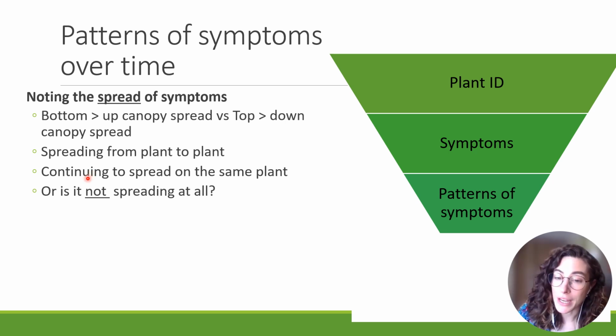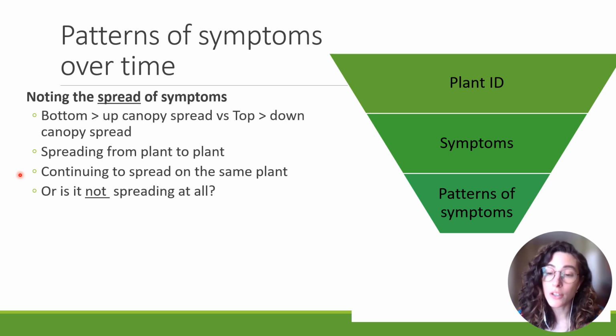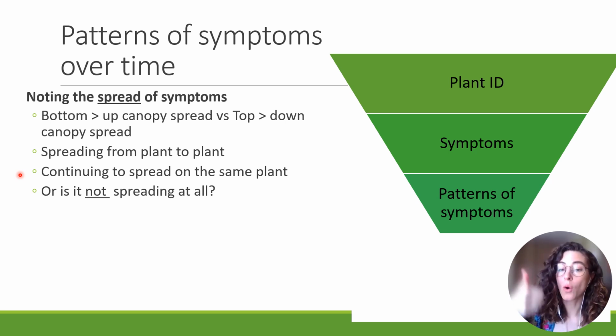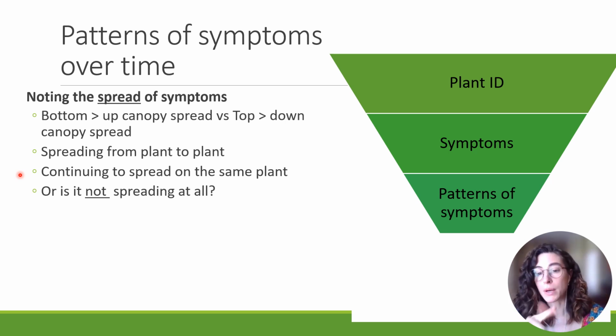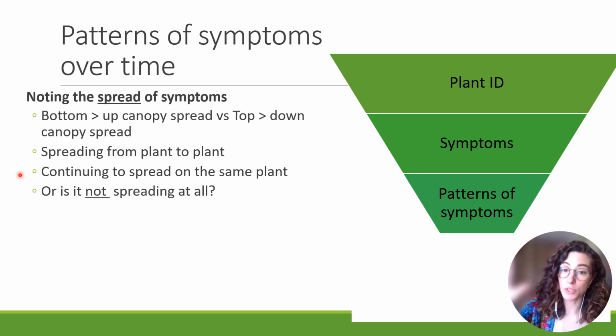So that's what makes abiotics difficult to diagnose versus something that you visited once and then you maybe come back 3 weeks later and it's so much worse. That either means that it is biotic or that whatever might be abiotic or environmental has not stopped, meaning, for example, drought will continue to get worse if the people don't water the plant. All right, so spread of symptoms over time.